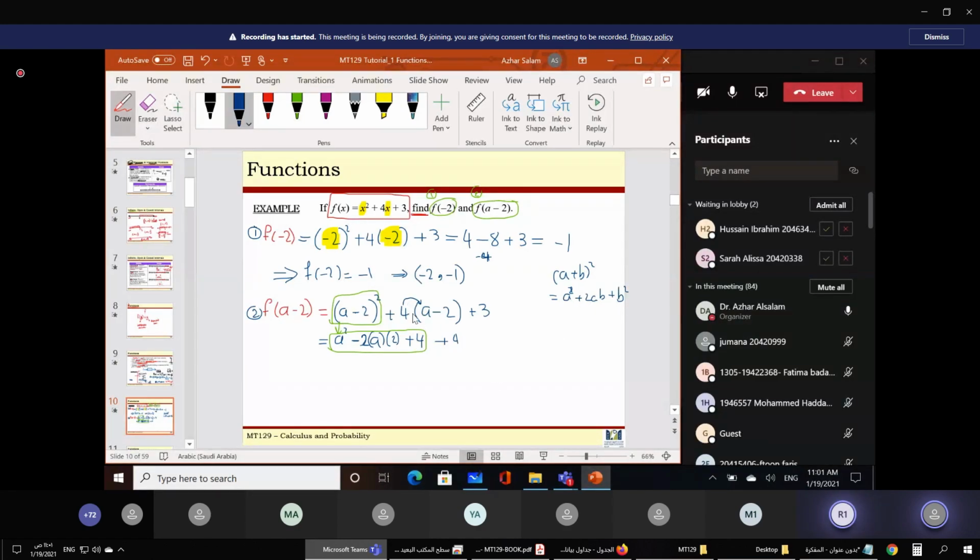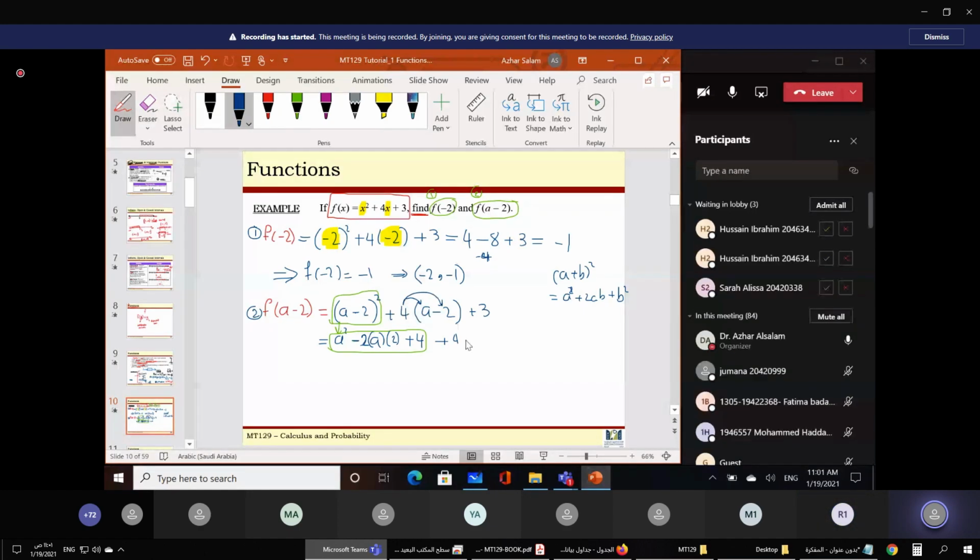Okay, the second term, I only distribute 4 inside the brackets like that. 4 multiplied by a minus 4 multiplied by 2. Okay, this is the second term. Finally, plus 3. Don't forget this constant term, plus 3. Okay, equals. Now I just simplify to find the final result.